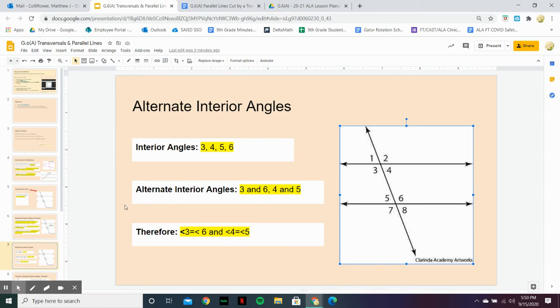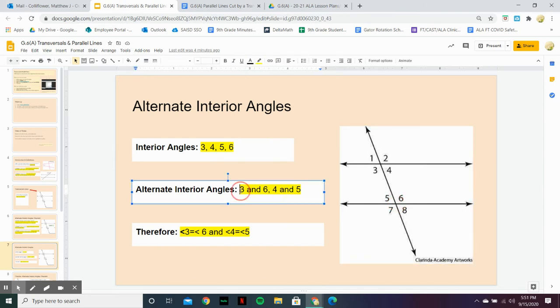Now, to go a step further, our alternate interior angles are going to be pairs. So the angles 3 and 6 are interior angles. They are on opposite sides of the transversal, which is this line. They are interior on opposite sides and they have different vertices. So the angle 3 vertex is here, angle 6 vertex is there. And so 3 and 6 are alternate interior angles.